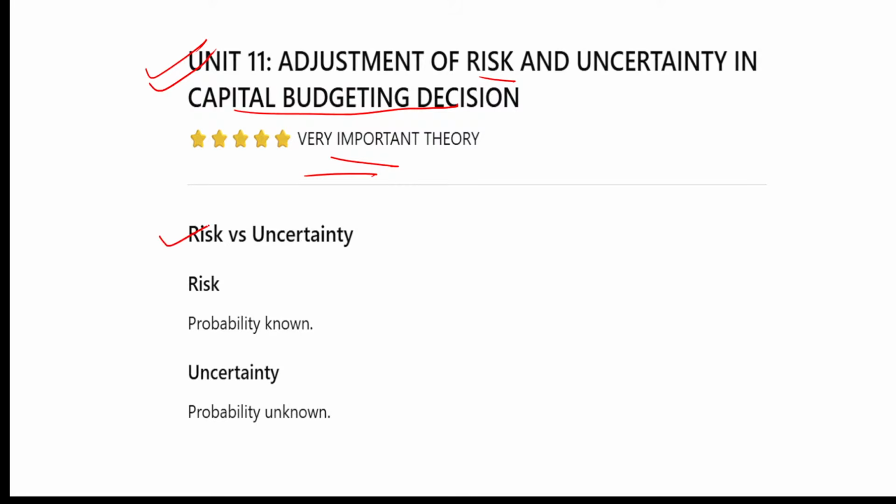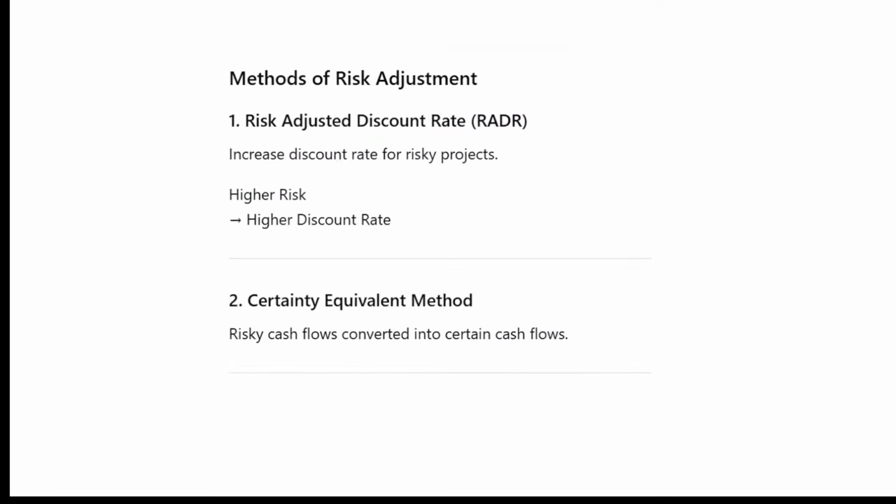Risk versus uncertainty. First, understand what is risk. Something which I know will probably happen. So this is a risk. There is a risk of exchange rate. We are aware that this might happen. The probability is known. But what is uncertainty? Something that we are not aware of, the probability of which is unknown to us. What is the probability that this will happen or will not happen is unclear. So that is why it is uncertainty.